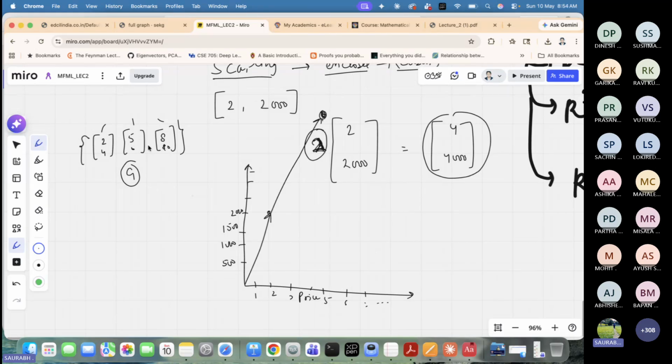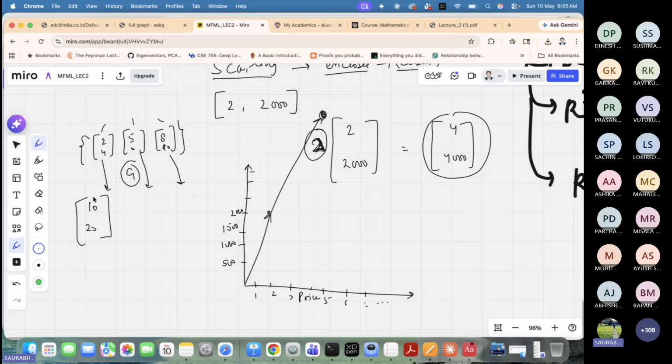And if we scale these numbers, what would happen to the scaled part? Let's say if we scale 2, 4, if we scale 5, 6, if we scale 8, 10. In this particular case, if we scale 2, 4 itself, let's say if we multiply it with 5, the output would be 10 and 20, right?